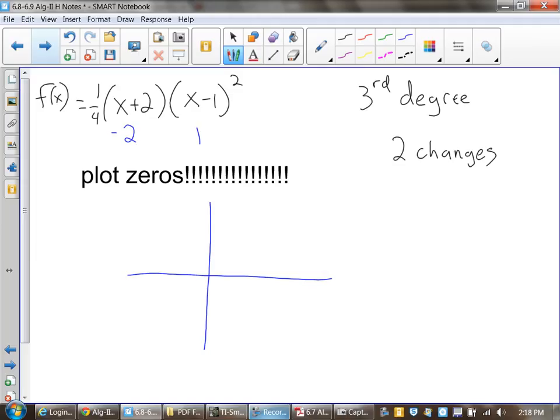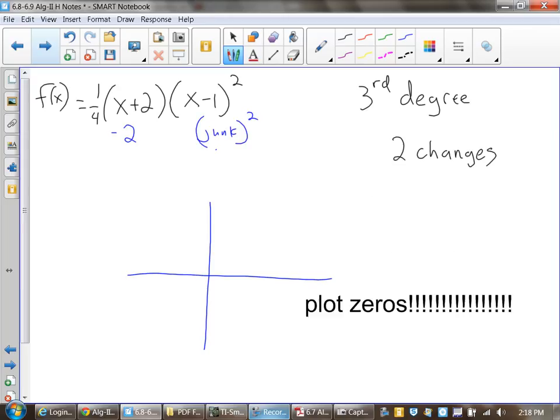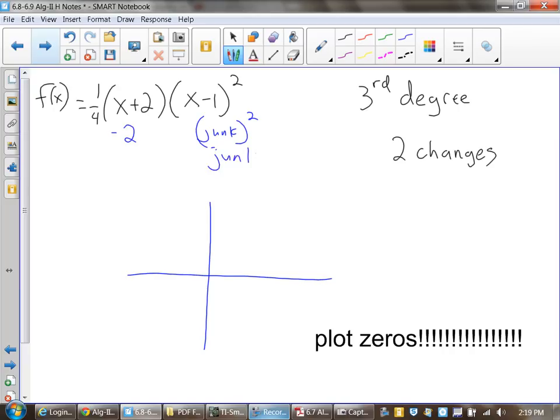Is that 1 repeated? It is. And why is it repeated? Because it's squared. Think about this. This is junk squared, right? Junk squared means junk times junk. And you're right, so you have x minus 1 and x minus 1, so your zeros are at 1 and 1.